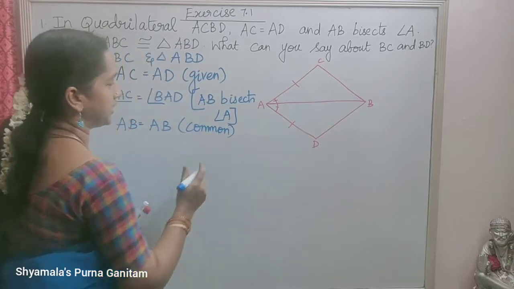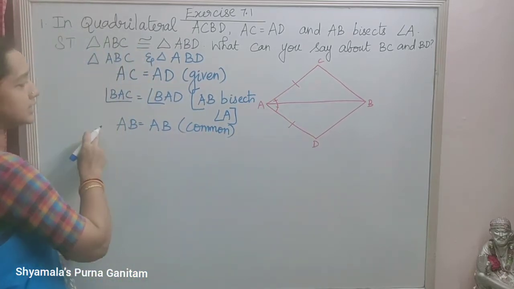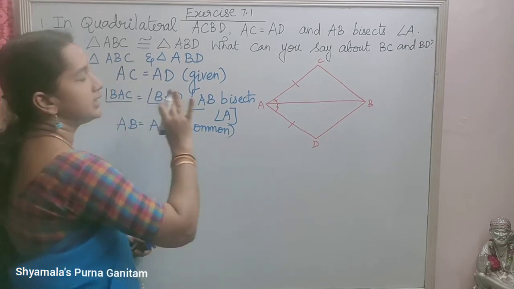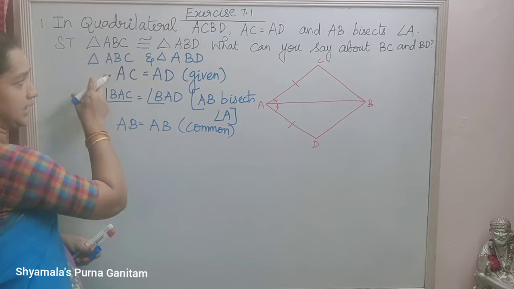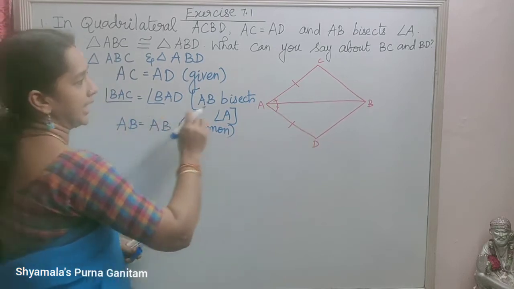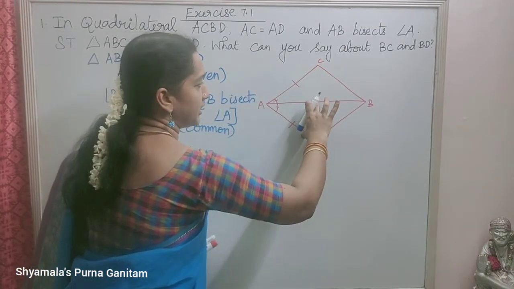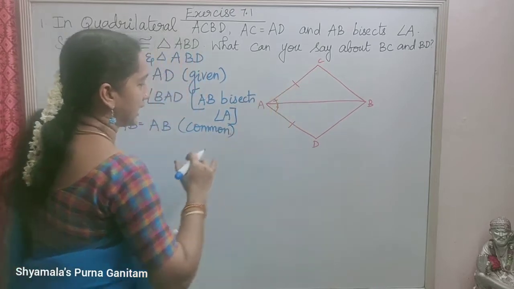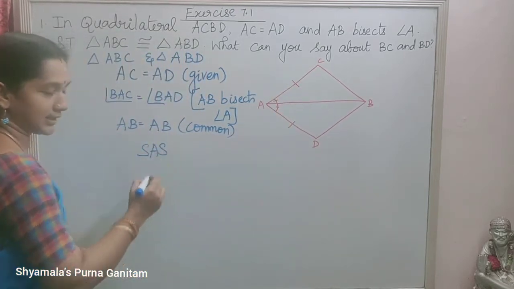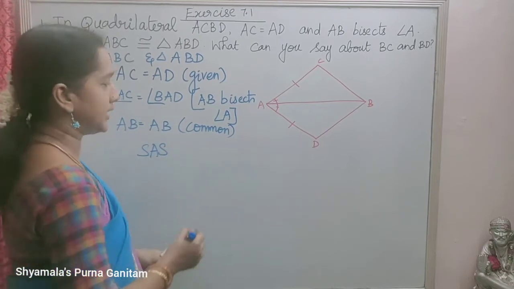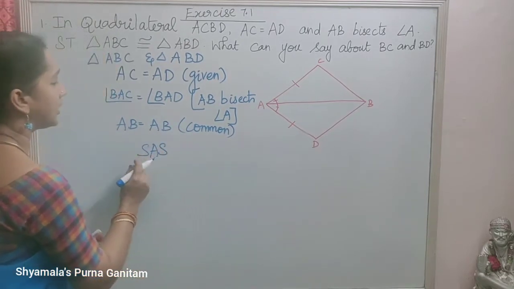So this is common. So from these three given parts, we can say that by SAS congruency, that is both the sides and one angle. So these two sides of these two triangles and this angle, by SAS congruency, both the triangles are congruent.